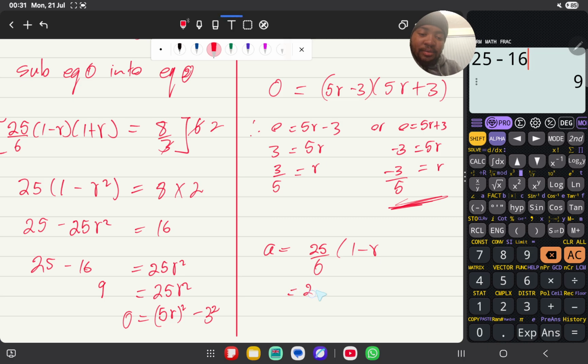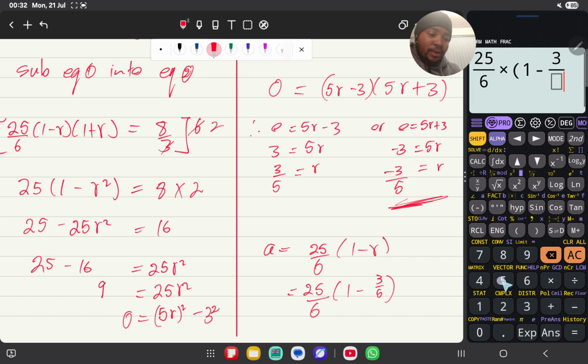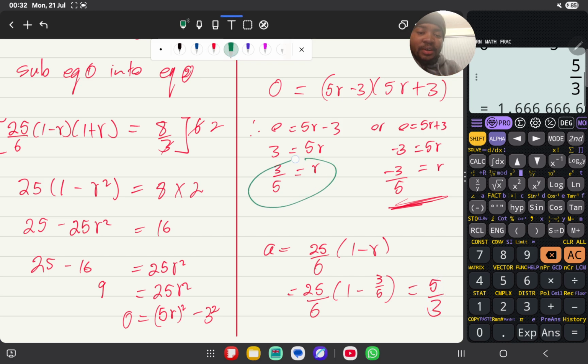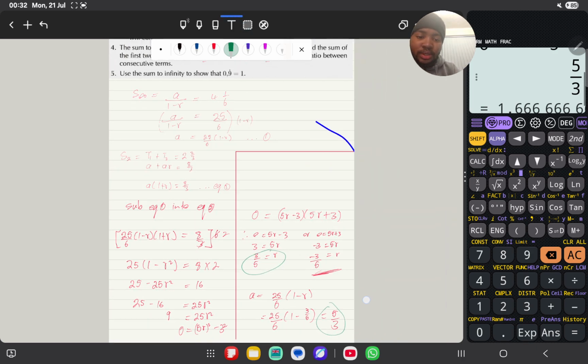So that means we have 25 over 6, 1 minus 3 over 5. One minus 3 over 5. And we are getting the answer 5 over 3. Right, and just like that, friends, these are the answer we are looking for. All right, cool. It took me the whole 13 minutes on this problem.